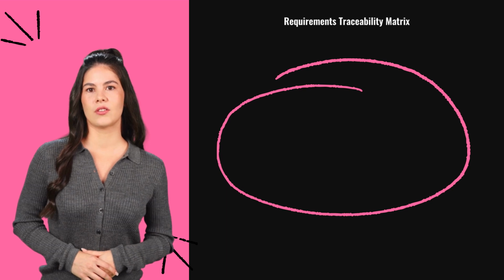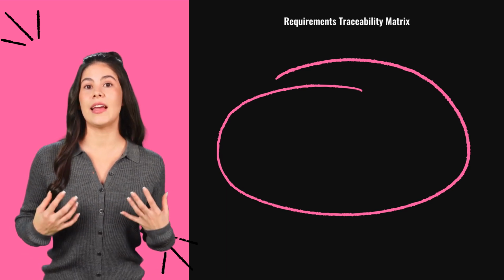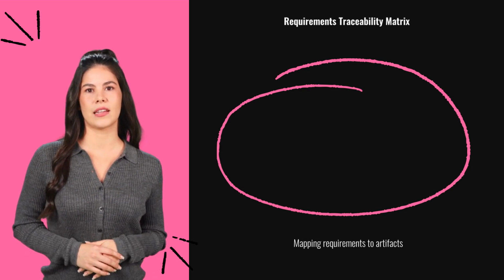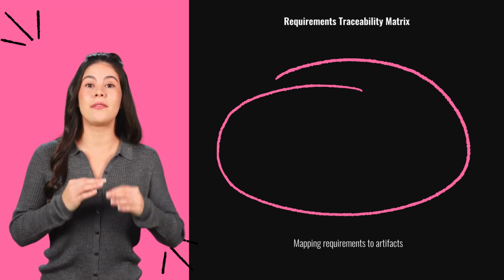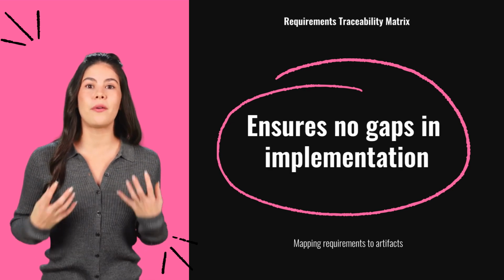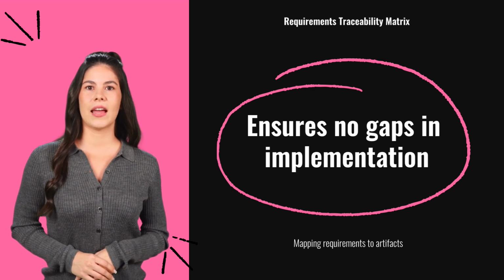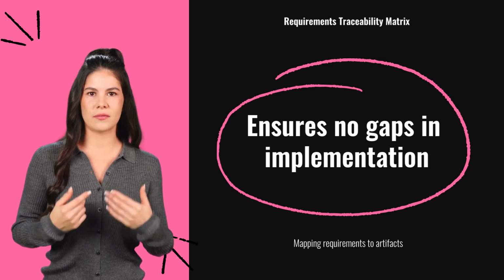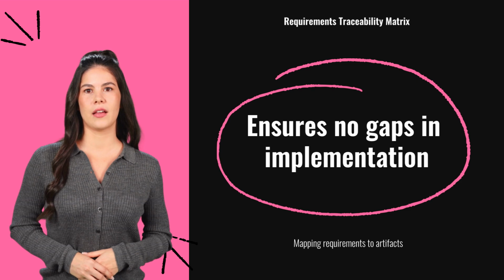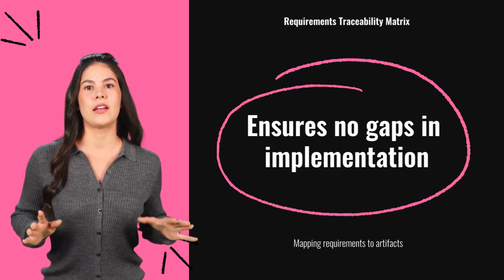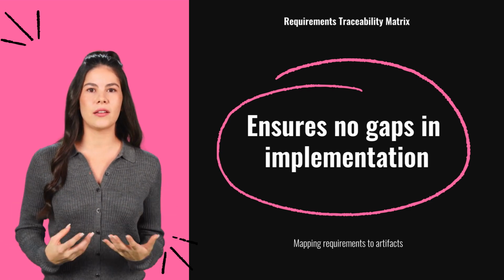The Requirements Traceability Matrix, RTM, is essential for mapping requirements to design, development, and testing artifacts. It ensures no gaps in requirement implementation and testing, supporting impact analysis, and maintaining alignment with stakeholder expectations. RTM is crucial for verifying completeness and accountability, especially in complex projects or regulated industries.